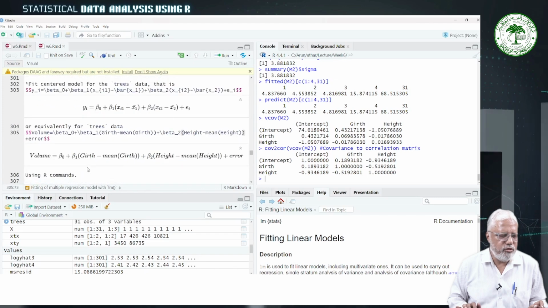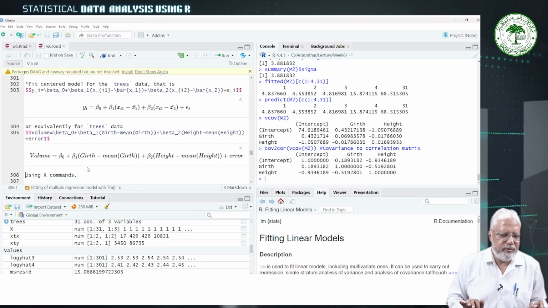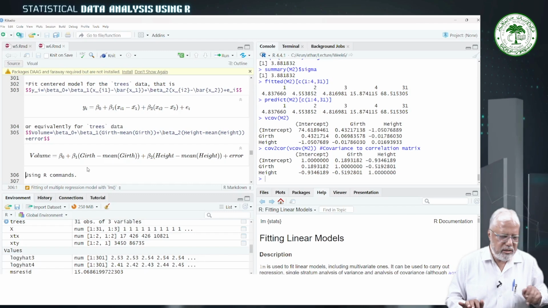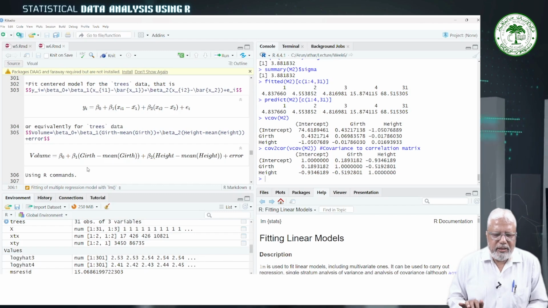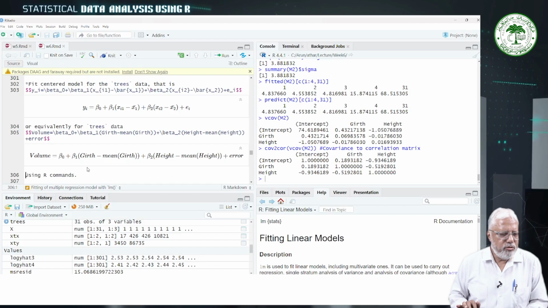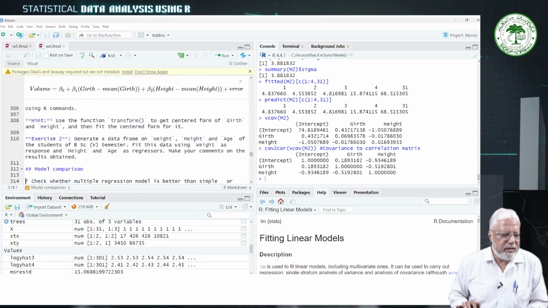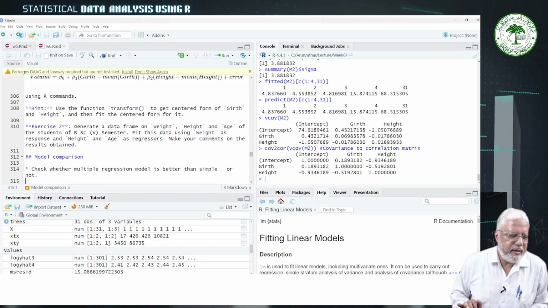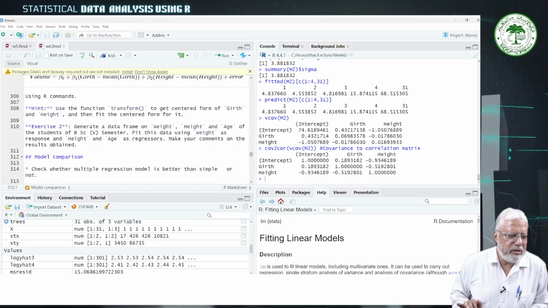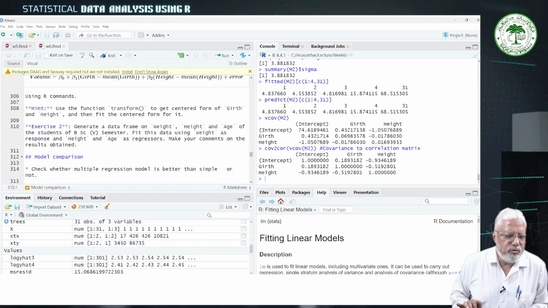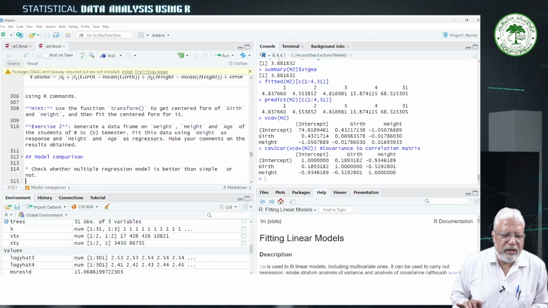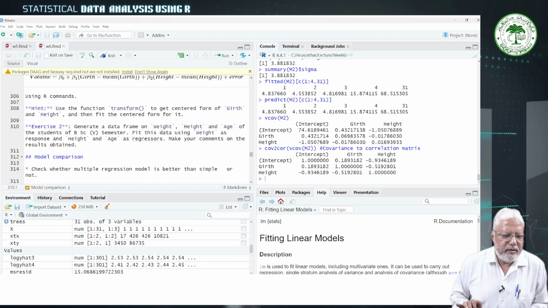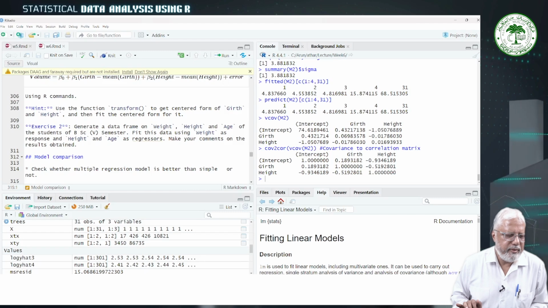This is nothing but volume is equal to beta naught plus beta 1 into (girth minus mean of girth) plus beta 2 into (height minus mean height) plus error. So, using R commands, now I have given an exercise. Hint: use the function transform to get the centered form of the girth and height and then fit the centered form of it.